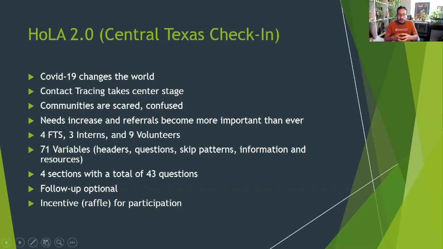And we retweaked the household level assessment tool, and we came up with a new survey with about 71 variables. We had skip patterns, we had information referrals, and all that. We had 4 main sections with a total of 43 questions.